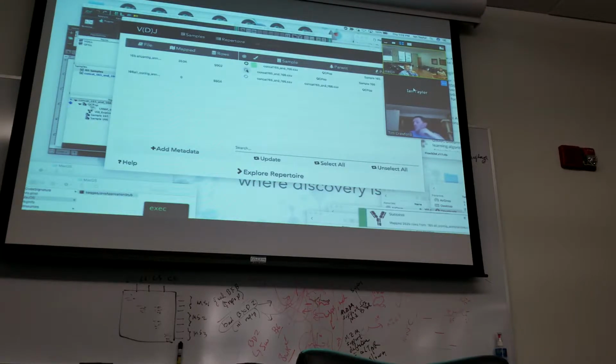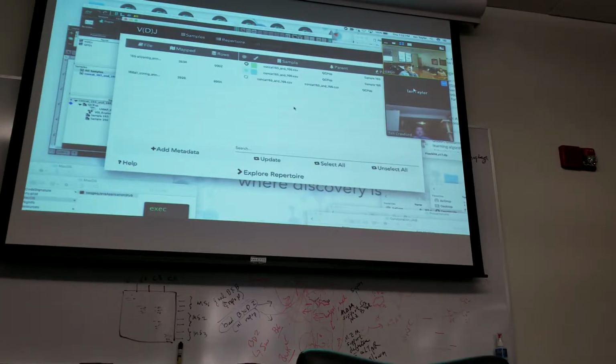Right. We can use the mapping between the VDJ information and the gene expression matrices in order to generate populations, which we can then use for things like differential expression analysis to figure out what genes are upregulated in those populations where certain clonotypes are present. That would be good.